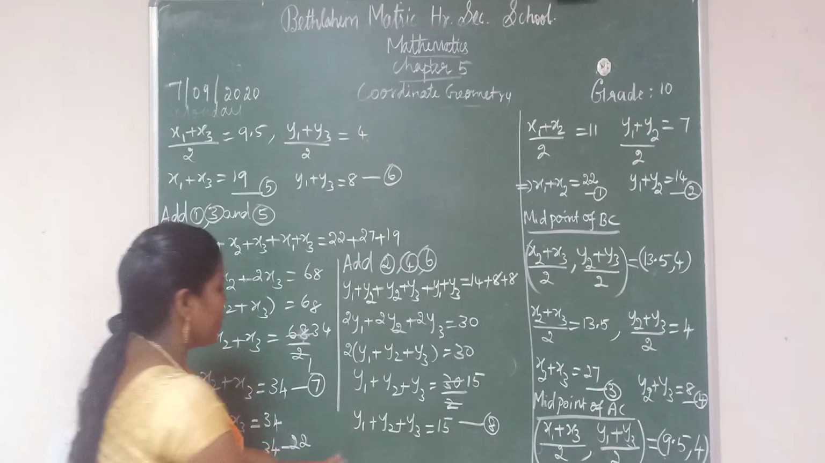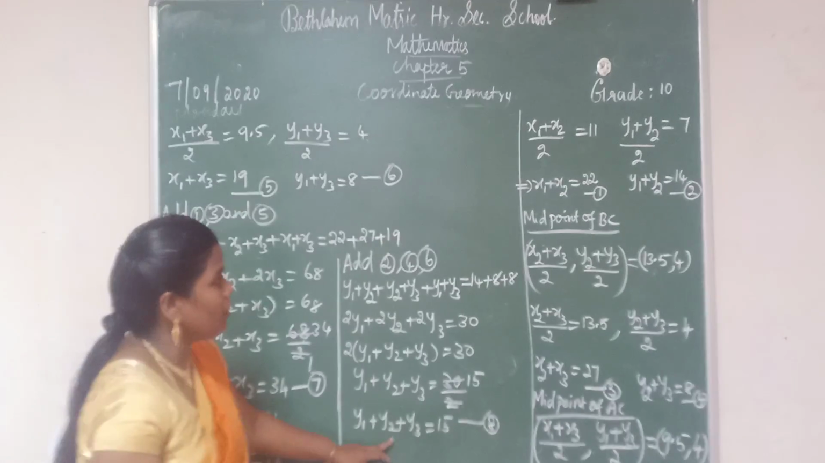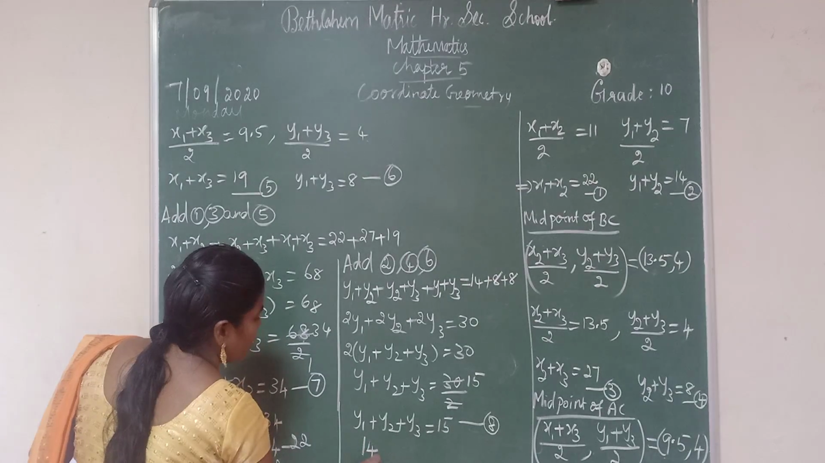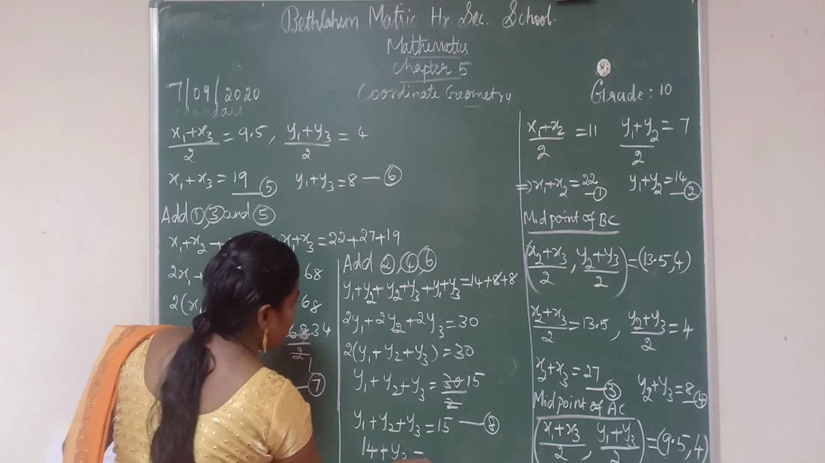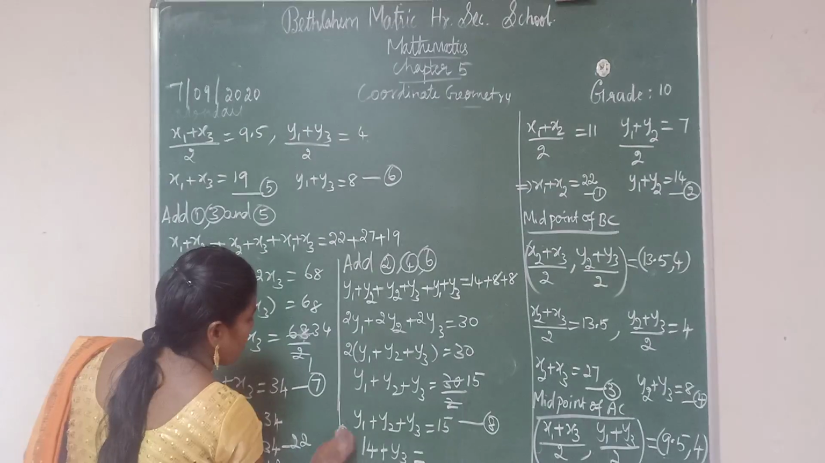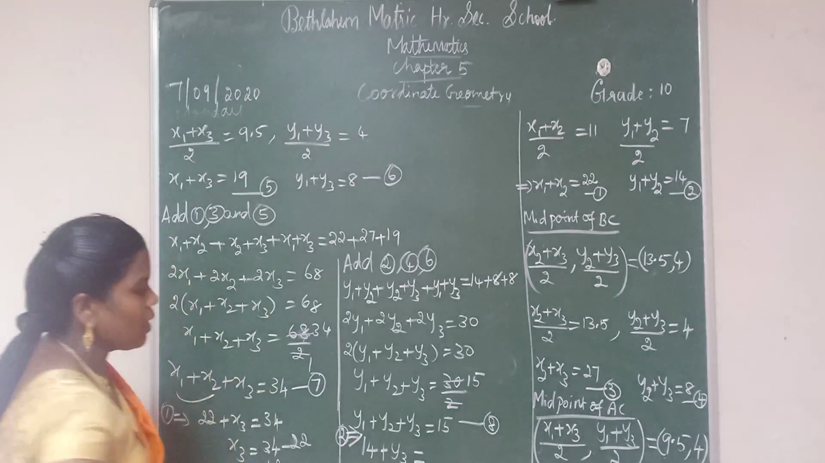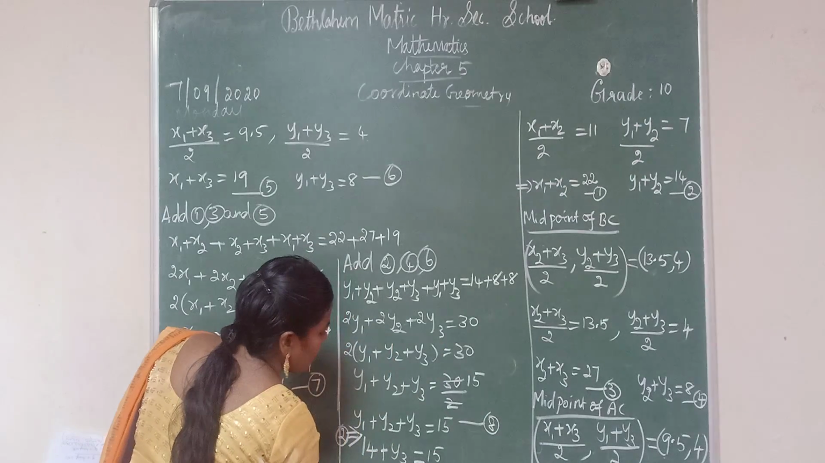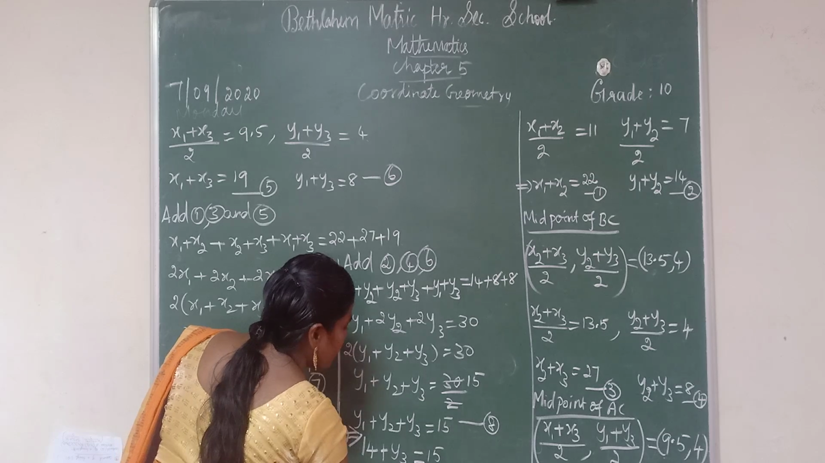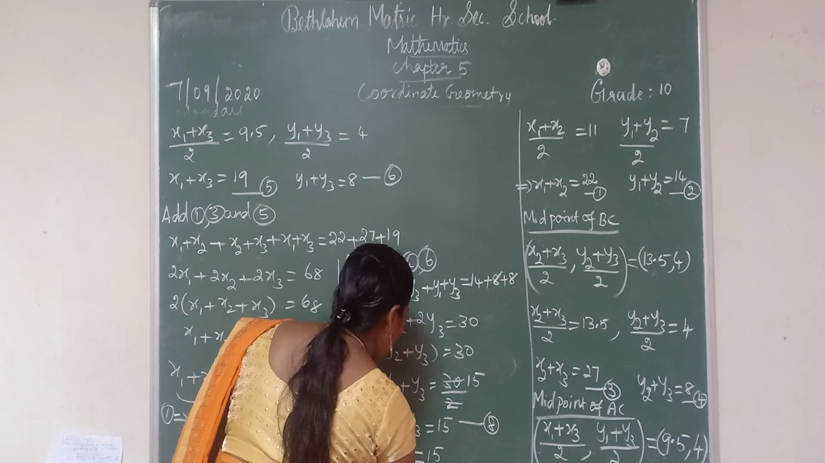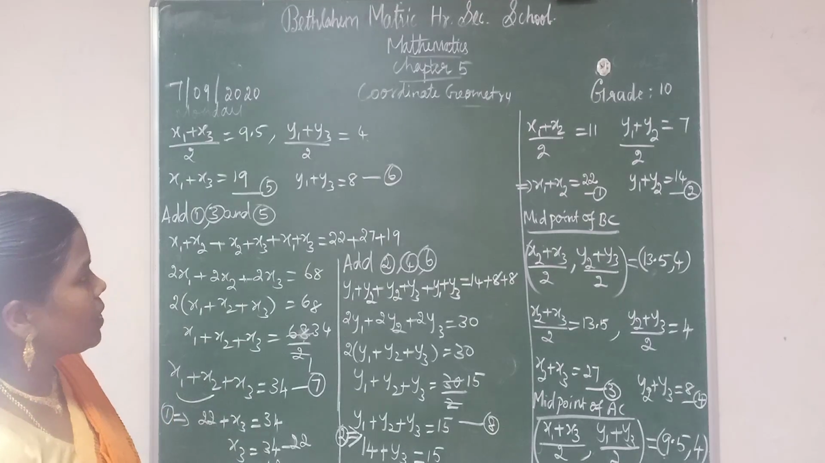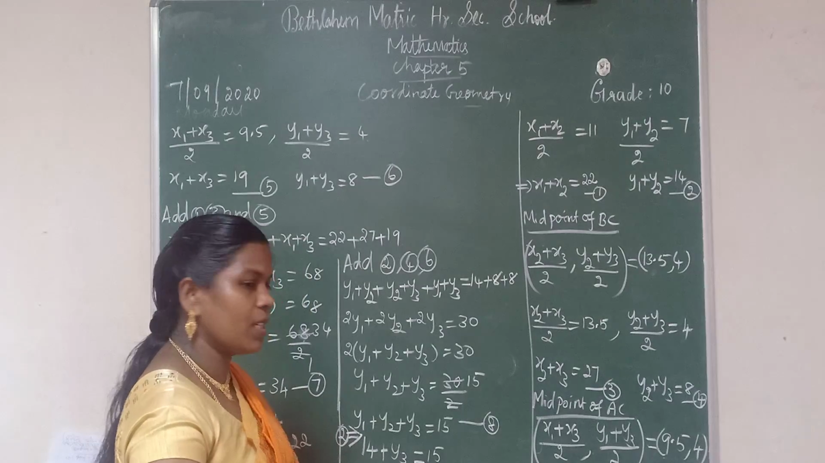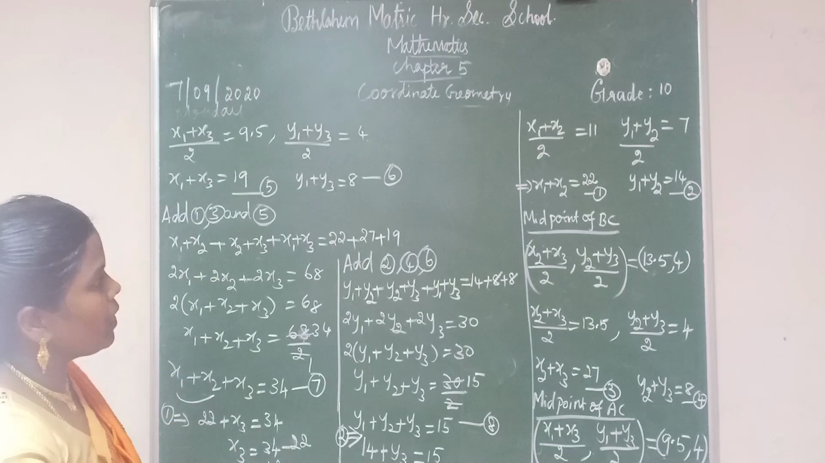Then next, in the same way, what is the y1 plus y2 value? 14. From equation 2, 14 plus y3 is equal to 15. y3 is equal to 15 minus 14, which is equal to 1. So x3 and y3 we got. The remaining we can easily find out. We have x3 and y3, then x1, y1 and x2, y2 we have to find out.